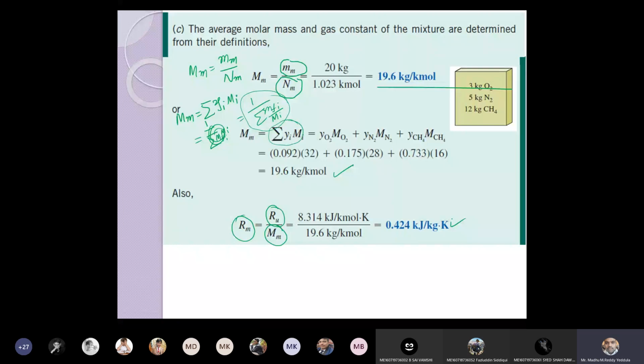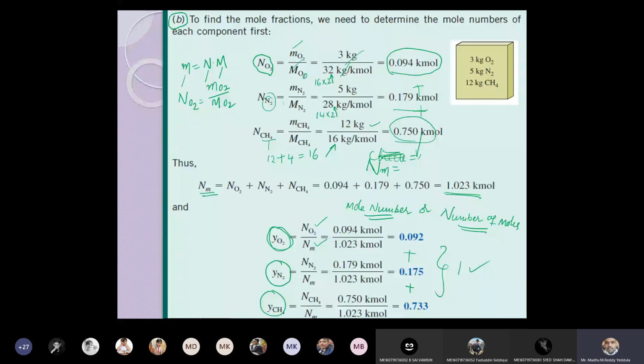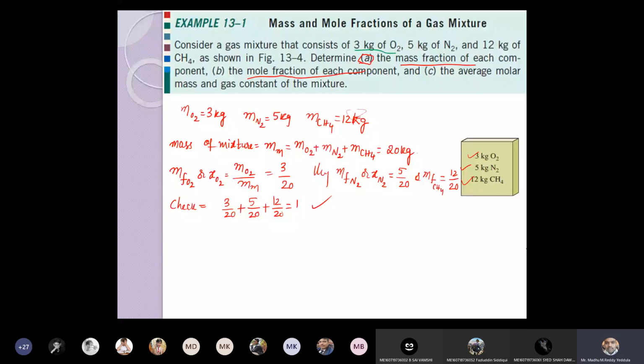Do you have any doubt in this problem? Again, just go back. First, we calculated the mass fraction. In order to calculate the mass fraction, you require the mass of the individual components, and if you know them, we can calculate the mixture by adding. With that, we calculated the mass fraction of oxygen, nitrogen, and methane, right? And we already checked that the sum of mass fractions is always equal to 1.